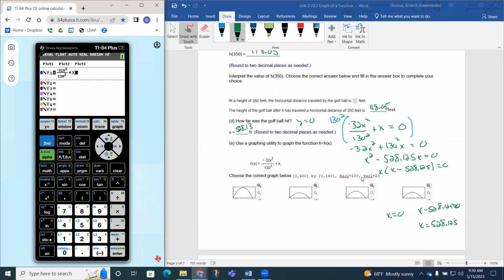Now, they actually give us the graphing window. If I hit the window button, the x min is going to be 0, the x max is going to be 600, and the x scale, as they're saying, goes by 100. The y min is 0, the y max is 140, and the y scale goes by 20. If I hit the graph button, you can see the graph. That one looks a whole lot like the first one based on the window.